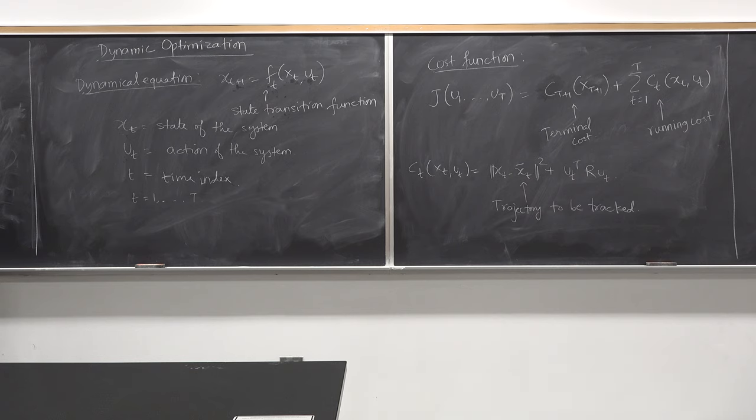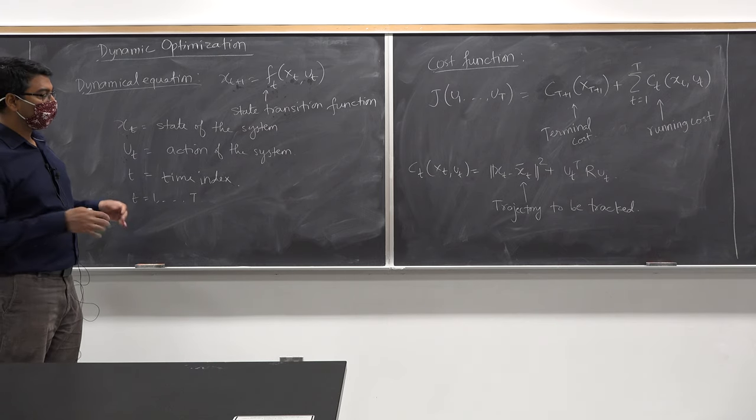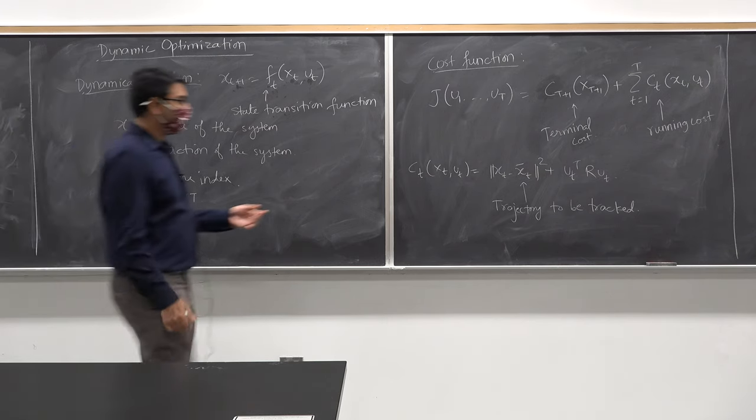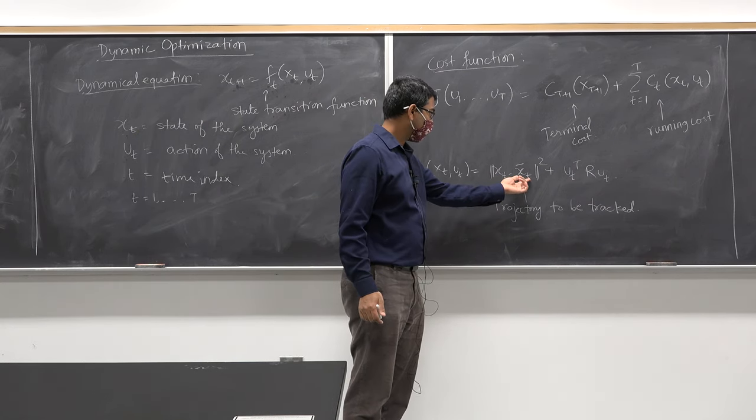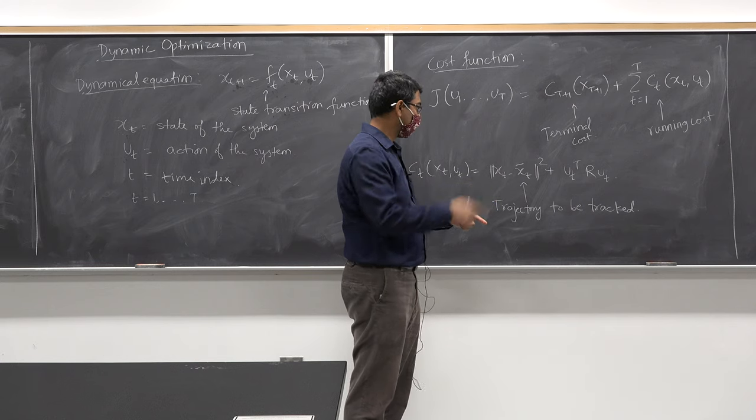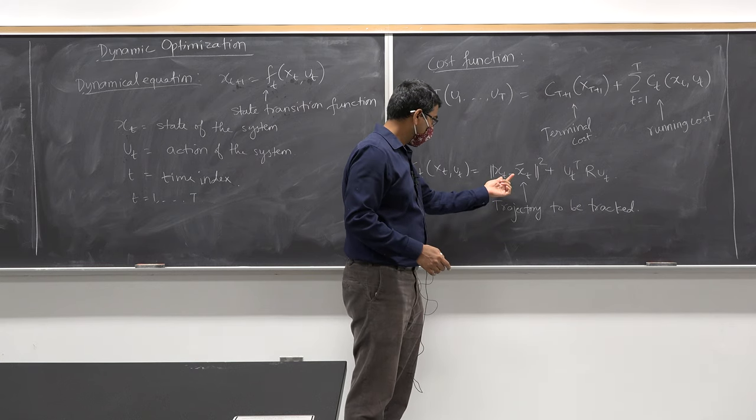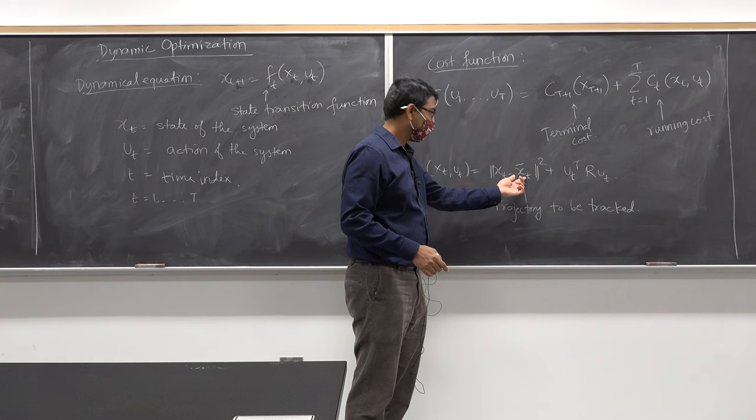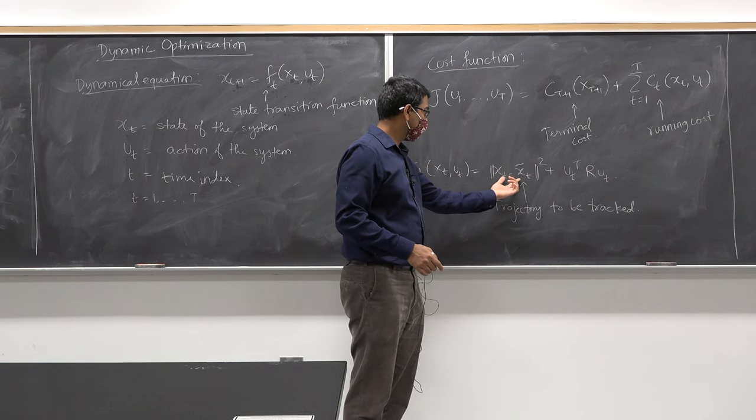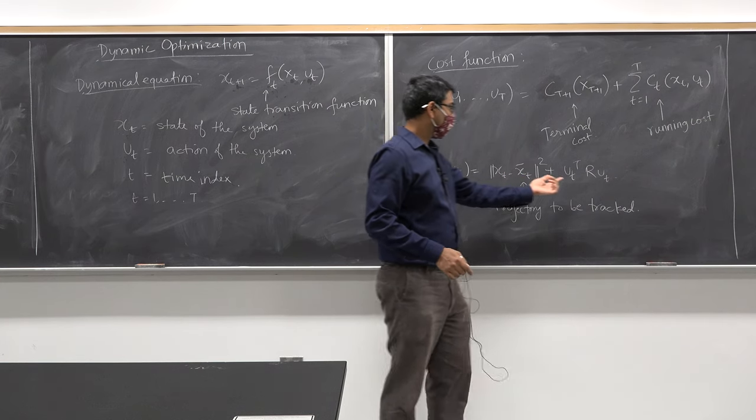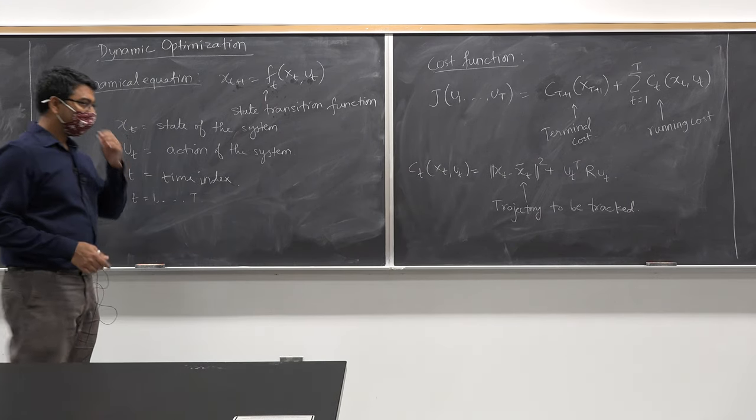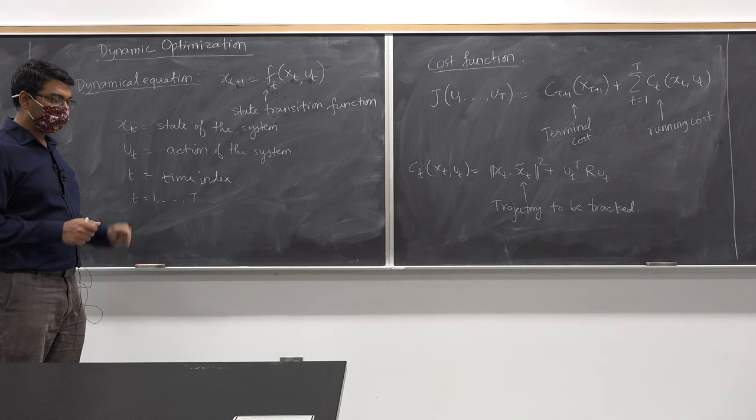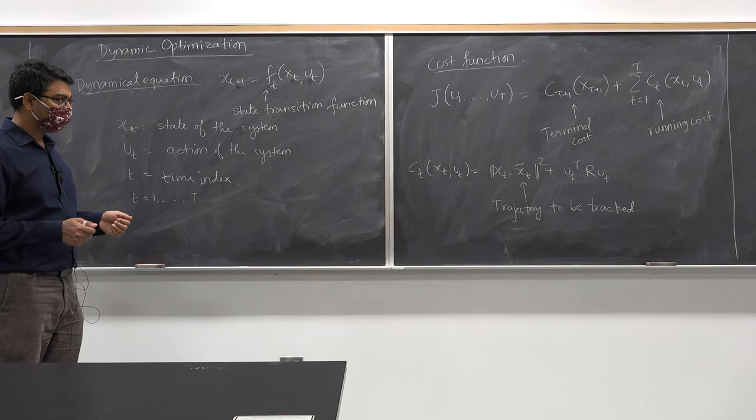If I'm driving an autonomous, no, I cannot be driving an autonomous vehicle. But if I'm driving a vehicle, XT is my current GPS position, X bar T is the GPS position of the center of the lane. I want my GPS position to be as close to the center of the lane as possible. So I want to minimize the square, but I also want to minimize the effort needed to get my car to the center of the lane. In other words, I don't want to have too many zigzag motions.